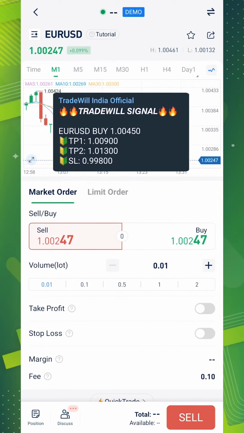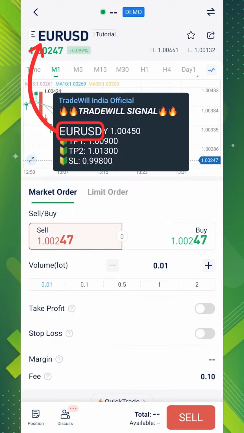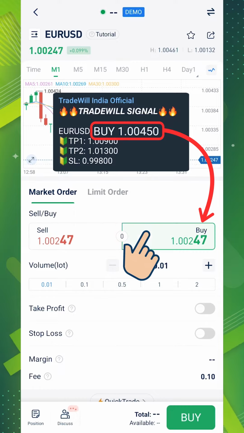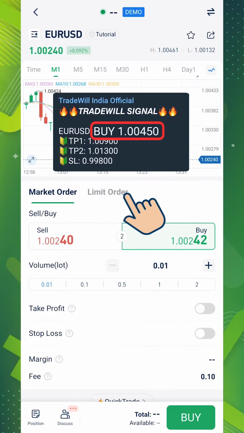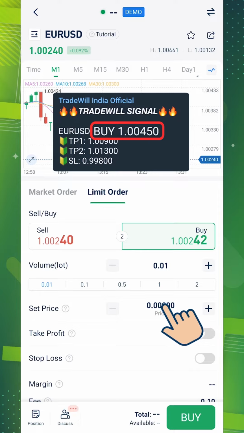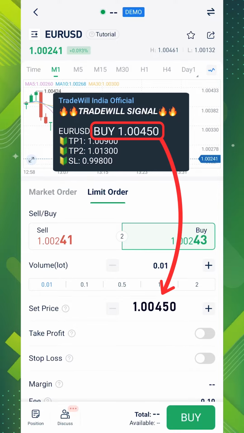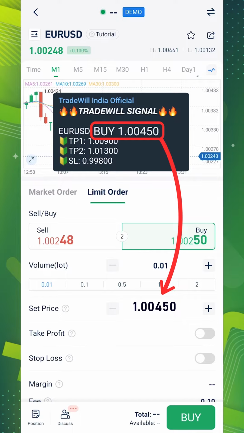First, you have to see whether the price of that asset has reached that given level or not. If yes, then you can directly open the position, or if not, then you can use the pending order feature, in which your position will automatically open when the price reaches that given level. So you can open your position accordingly.